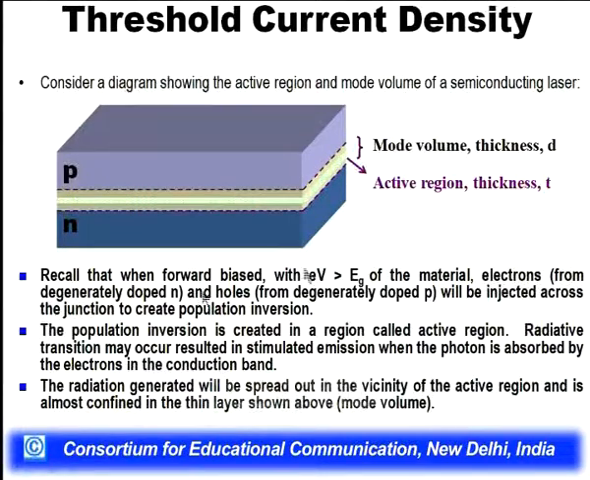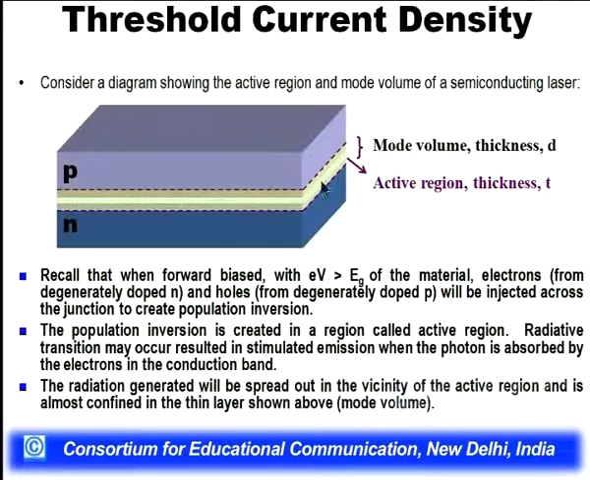The electrons from the degenerately doped N and holes from the degenerately doped P. Here we see the electrons from degenerately doped N and holes from degenerately doped P. We can get the electrons and holes by doping. That's why we have a PN junction, where carriers will be injected across the junction to create the population inversion.